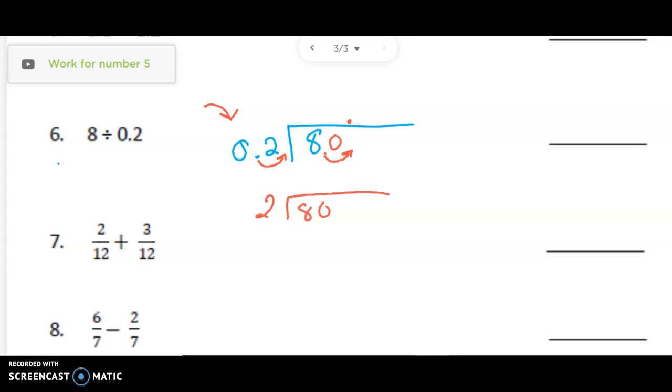So bring it down here. The 2/10 becomes a 2. 8 becomes an 80. 2 goes into 80 40 times. All right? So 8 divided by 2/10 gives me 40.